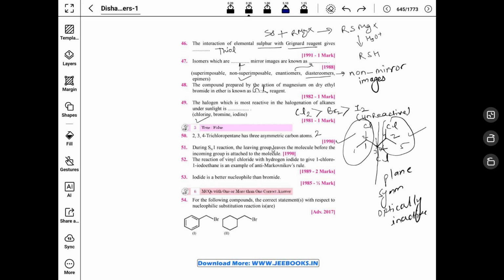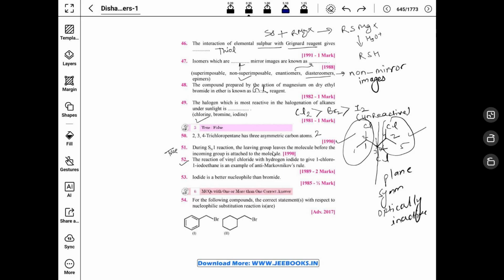During SN1 reaction, the leaving group leaves the molecule before the incoming group is attached to the molecule. Yes, it is true. Because in SN1 reaction, first the alkyl halide undergoes decomposition to give ion pairs, and in the ion pair, one is a carbocation, without the attack of the nucleophile. So therefore, this statement is true.